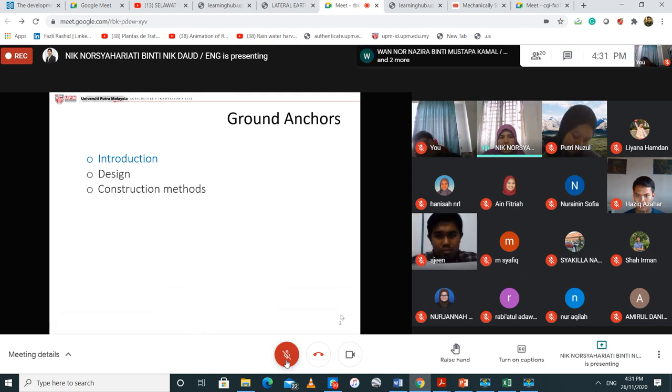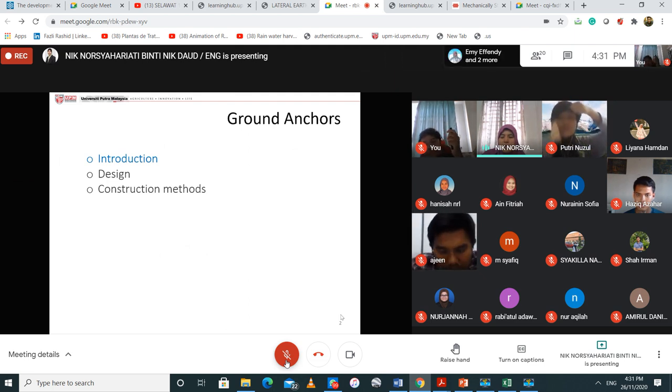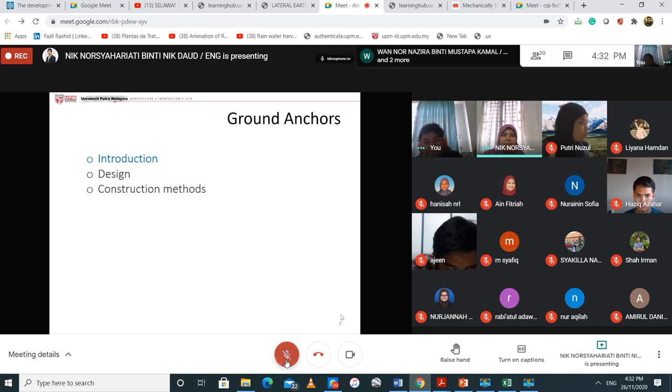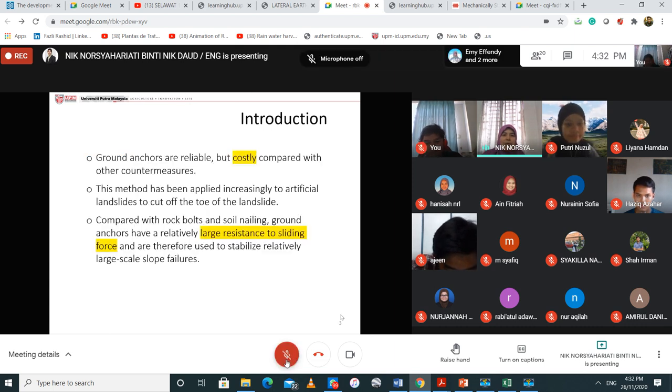First, introduction, design, then construction methods. Actually those are involving the procedures and also the step by step things. So saya tak masukkan equation, so meaning to say that you don't have to worry for your test 1, tak ada lah calculation or in terms of design the ground anchors. So just a bit introduction lah, a brief one.